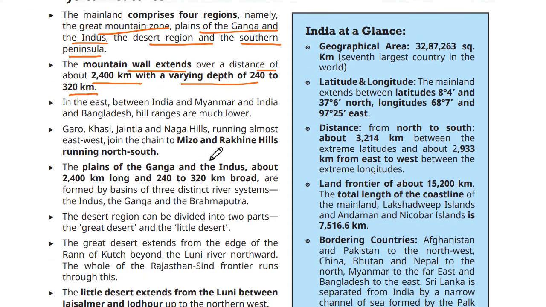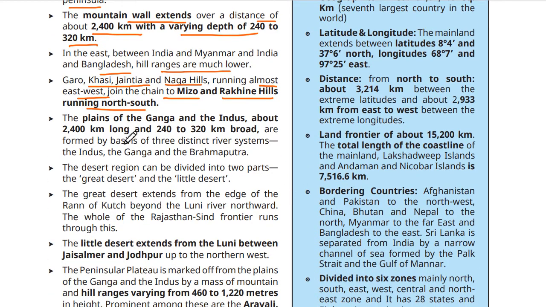In the east, between India and Myanmar and India and Bangladesh, hill ranges are much lower. Garo, Khasi, Jaintia Hills and Naga Hills running almost east-west join the chain of Mizo and Rakhine Hills running north-south. The plains of Ganga and the Indus, about 2400 km long and 240 to 320 km broad, are formed by the basins of the three distinct river systems: Indus, the Ganga, and the Brahmaputra.